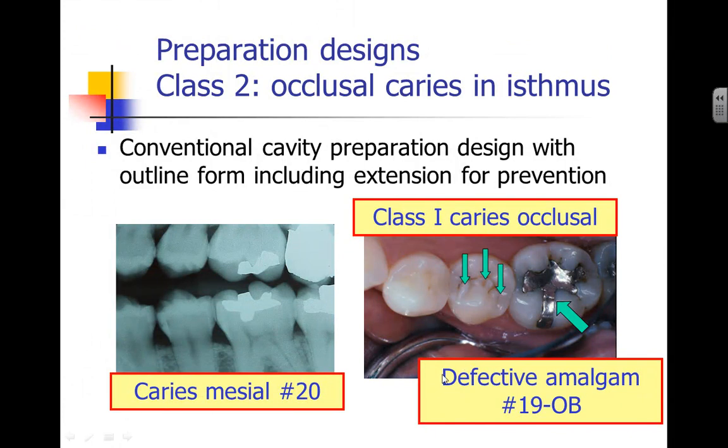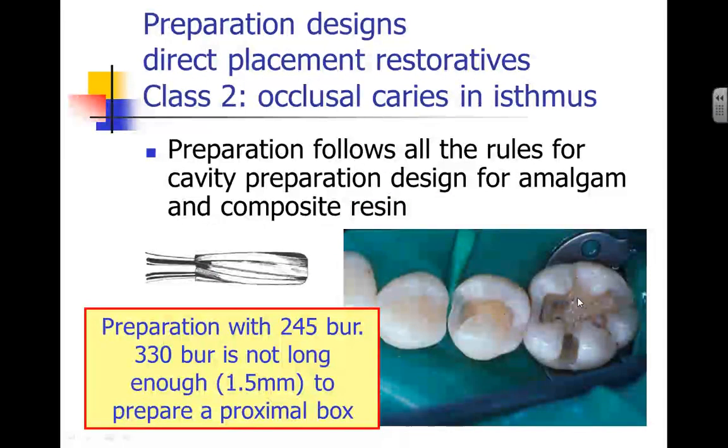We're going to do a conventional cavity preparation design of the outline, including extension for prevention. Using a Diagnodent, a digital caries detector, we determine that this is a carious fissure on the occlusal surface. At the same time, we see a defective amalgam restoration on number 19 on the occlusal surface. We do our cavity preparation design, and we're using a 245 burr. A typical 330 burr is 1.5 to 2 millimeters, and we can't prepare a proximal box.